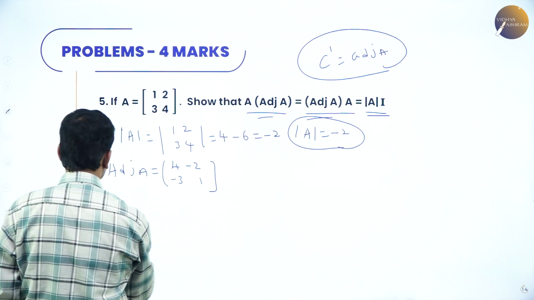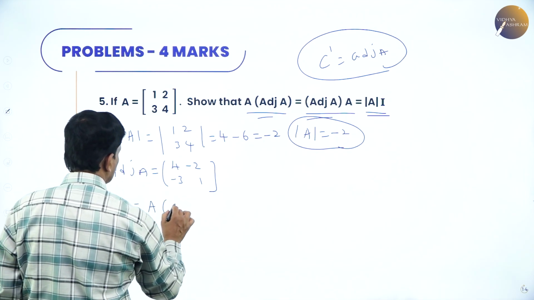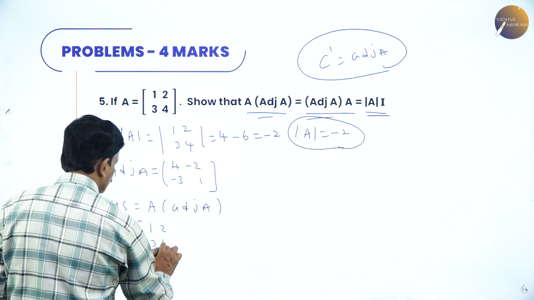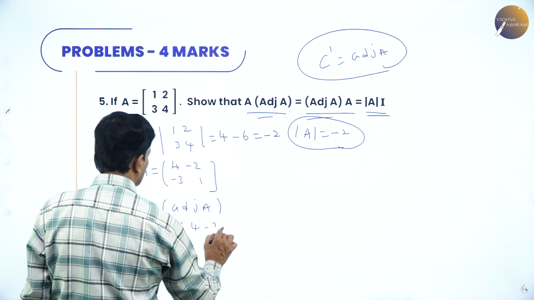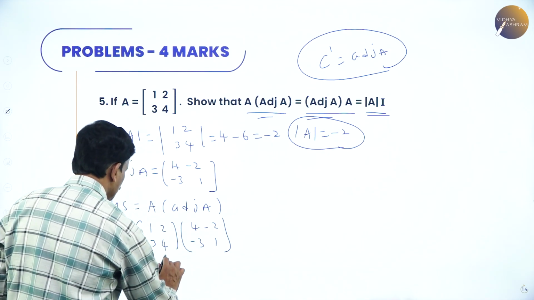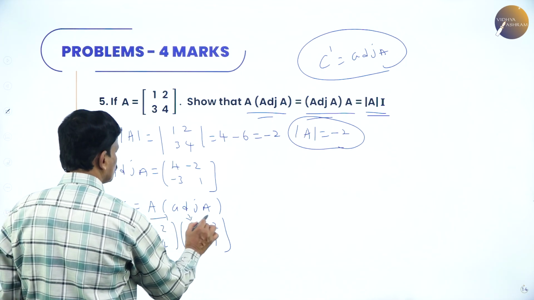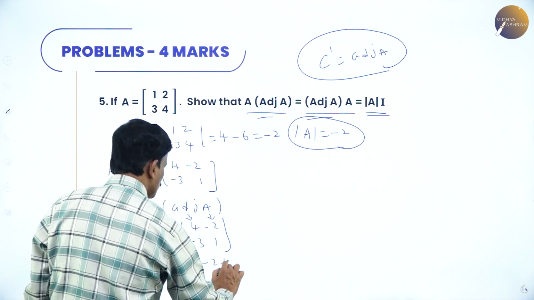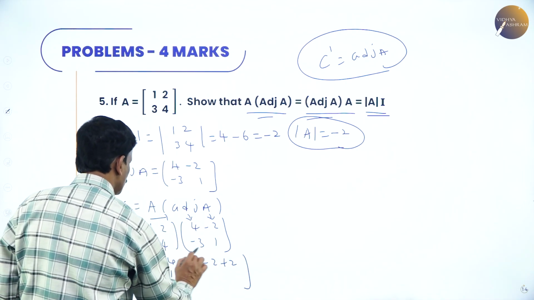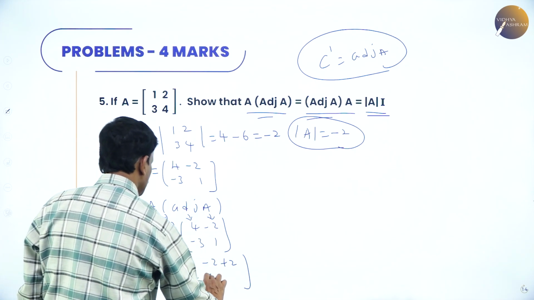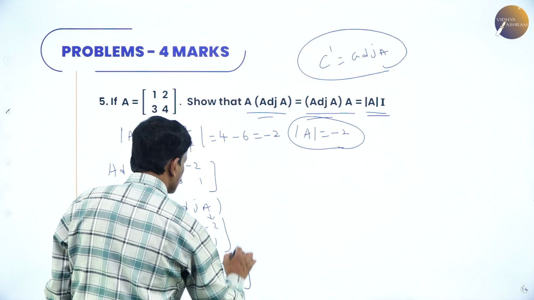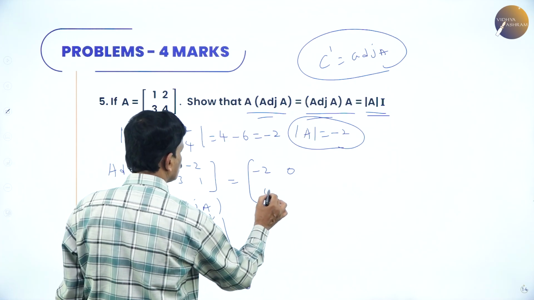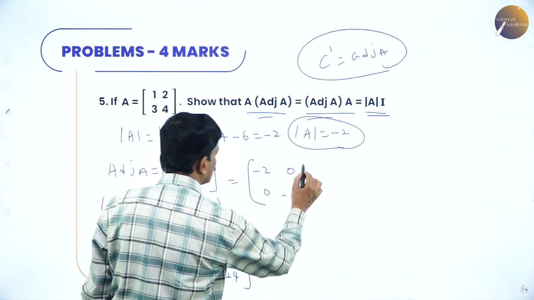Now, let us take LHS. LHS, A into adjoint of A. So, what is this equal to? A is 1, 2, 3, 4, and the adjoint of this is 4, minus 2, minus 3 and 1. Simplify this with matrix multiplication. First row, first column: 1 fours are 4, minus 2 threes are 6. First row, second column: 1 times minus 2 is minus 2, plus 2 ones are 2. Second row, first column: 3 fours are 12, minus 3 fours are 12. Second row, second column: 3 times minus 2 is minus 6, plus 4 ones are 4. This is equal to 4 minus 6 is minus 2, 0, 12 minus 12 is 0, minus 6 plus 4 is minus 2, right.